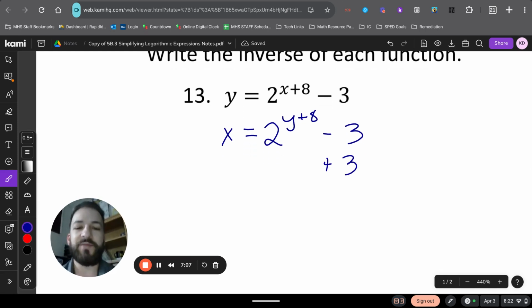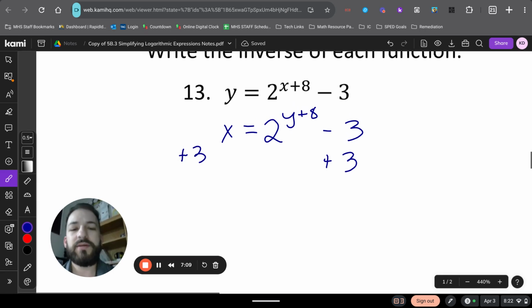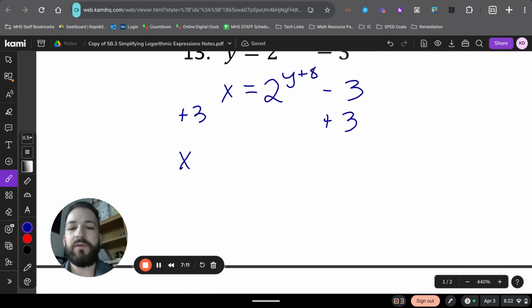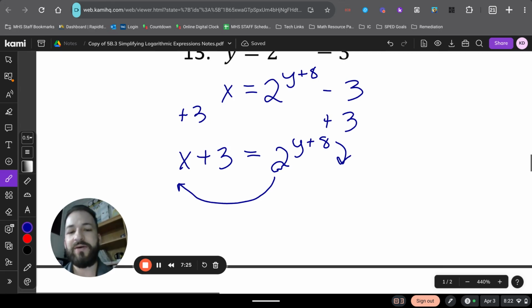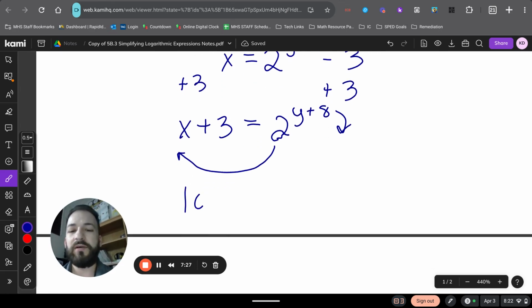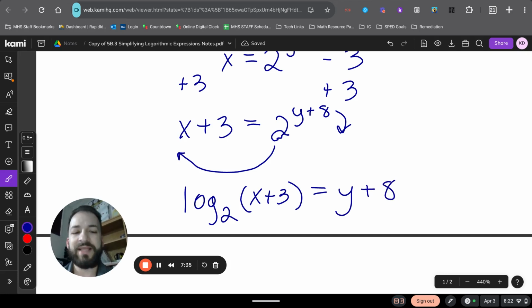So let's add 3 and add 3. So that would give me x plus 3 is equal to 2 to the y plus 8. Okay, and then from here, now my exponential is by itself, so now I can do my hook method and move my base over, my exponent down. So we get log base 2 of x plus 3 is equal to y plus 8.